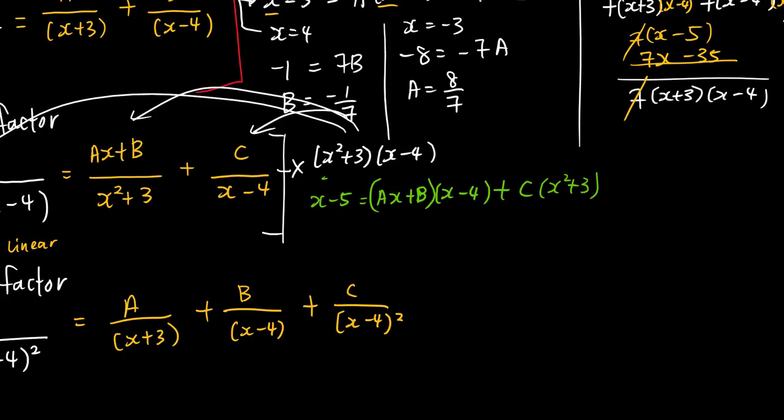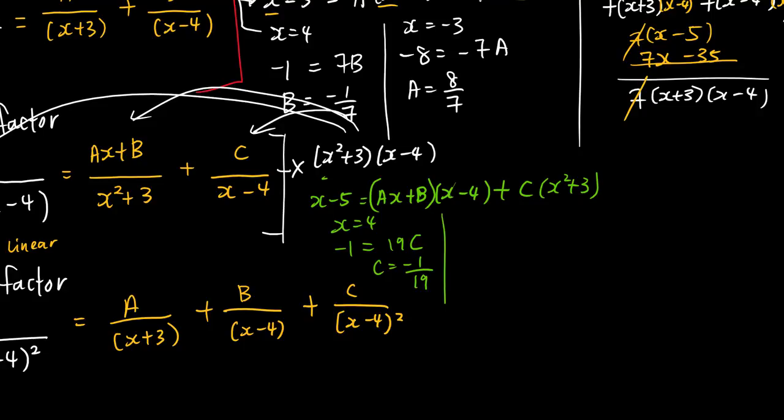So in this case, maybe I insert 4 first. I make the ax plus b equal to 0. So I insert x equals 4 here. So 4 minus 5, you get negative 1. So the whole thing is 0 because x minus 4, 4 minus 4, is 0. So this one will be 16. 16 plus 3 will be 19c. So c is just negative 1 over 19. Alright.